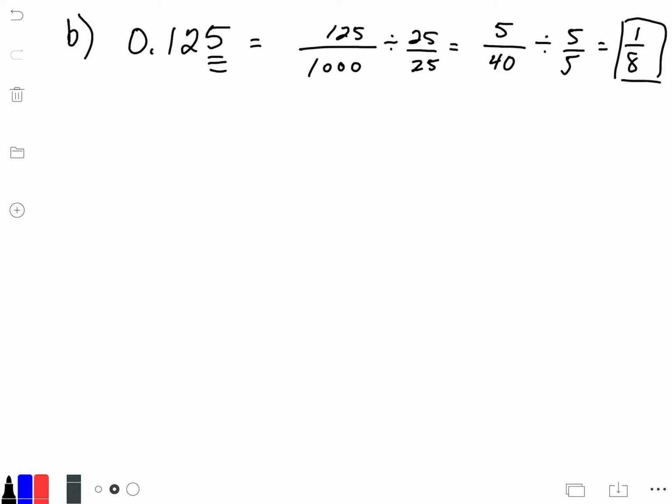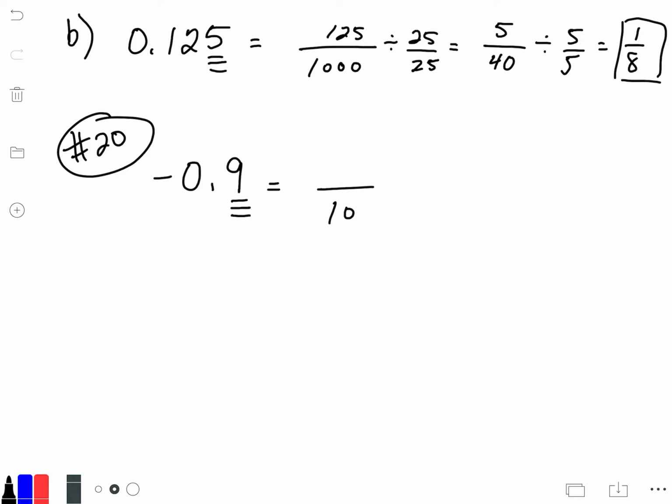Let me do one more because I feel like I'm moving kind of fast. I'm actually going to do your first assignment problem with you, so technically this is number 20. And it is negative 0.9. So again, look at the last digit, it's a 9, and it's in the tenths place. So you make your denominator a 10. Now, if it's already a negative decimal, it's going to be a negative fraction too. Negative 9/10 is your answer for this one. This is already in simplest form, so you're done.